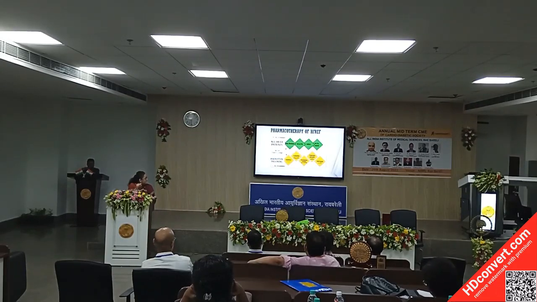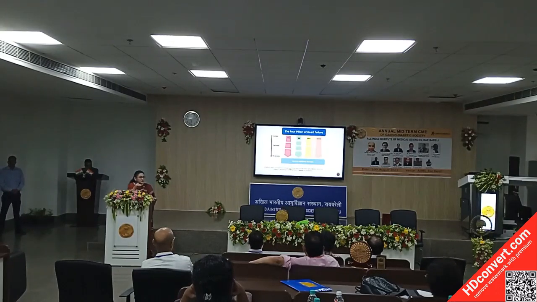Omecamtiv is not available in India. Digoxin, in our population, causes a significant BP fall, so we don't use it. Recently, vericiguat has been introduced in our setup, and it has shown a significant hospitalization reduction in these cases, so we can give it. So these are the four pillars of the therapy, and these pillars should be started as soon as possible.